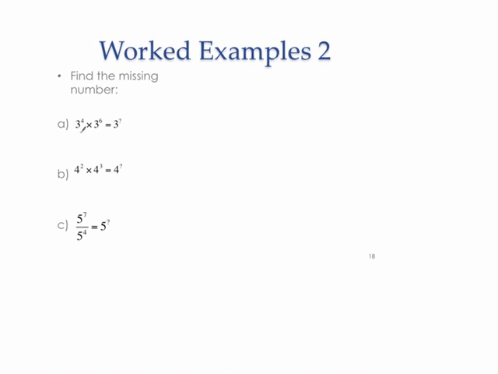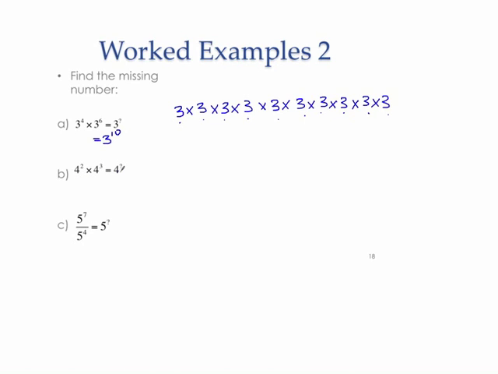So for the first one, we've got 3 to the power of 4 times by 3 to the power of 6. If we think about what this actually means, so we've got 3 to the power of 4, and then 3 to the power of 6, and I'm multiplying it. So in total, I've got 10 threes, which means that I have 3 to the power of 10. So I'm multiplying 3 by itself 10 times.